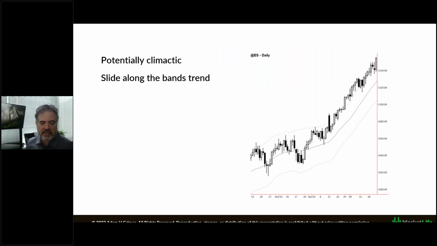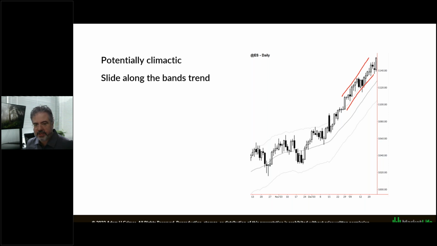Here is the S&P from December 2003. Now, this is a good example of a market that I would say is potentially climactic. Why? Well, we're seeing this slide along the band's trend. That is something that I'll talk about a little bit more later in the presentation too, something I think I missed in the first book.